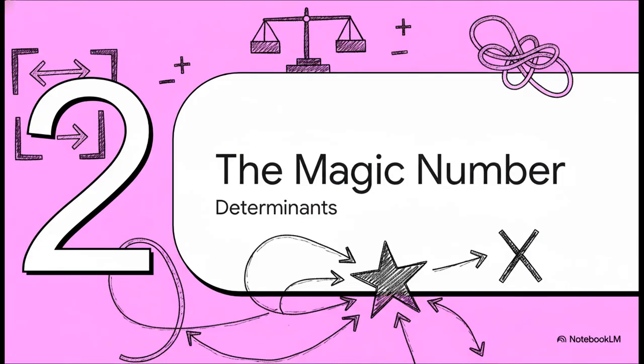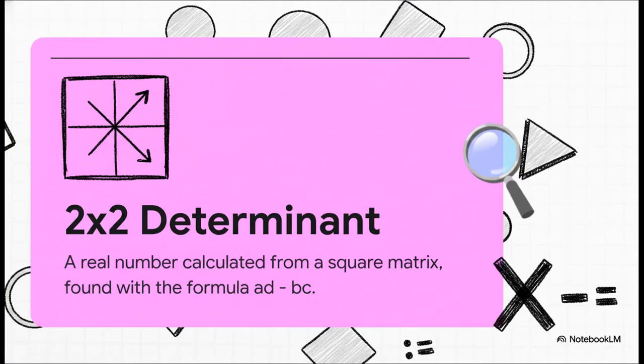Let's meet the star of the show, the determinant. It might just look like a single number, but believe me, it holds a surprising amount of information about our equations. For a simple 2x2 grid of numbers, finding this magic number is incredibly simple. The formula is just AD minus BC. All that means is you multiply the diagonals and then find the difference. Let me show you exactly what I mean.